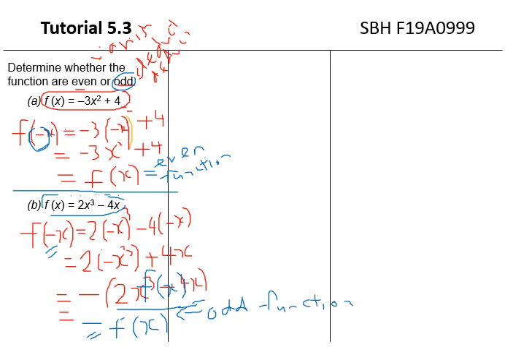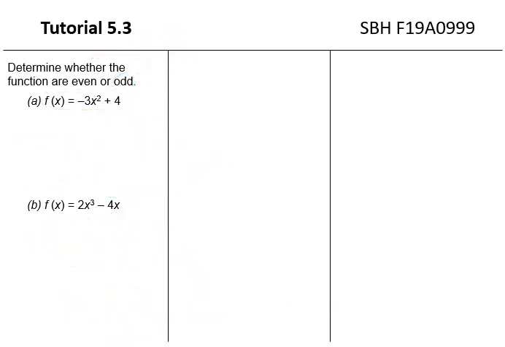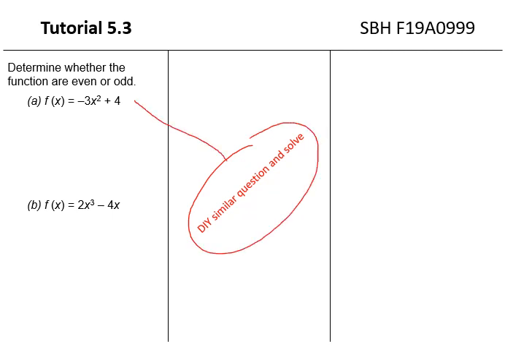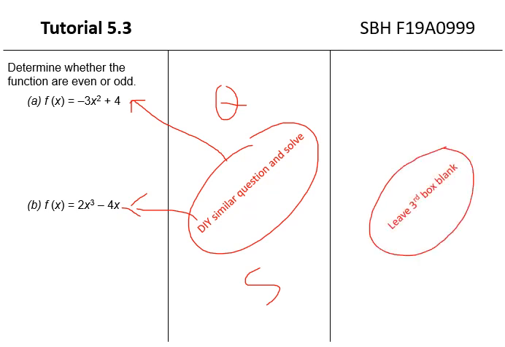Okay, done. Next, as usual, DIY a similar question, and then solve it here. So this is the question above, and then the solution at the bottom. How about the third box there? Leave it blank first. You're going to do that later on, very later.